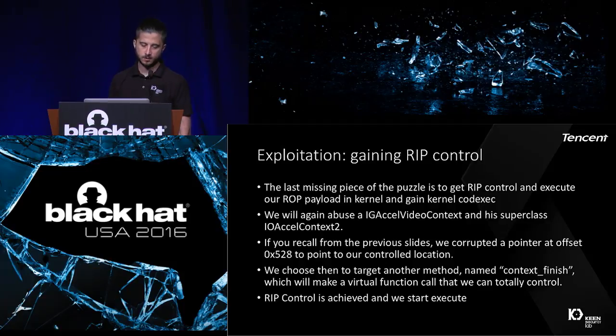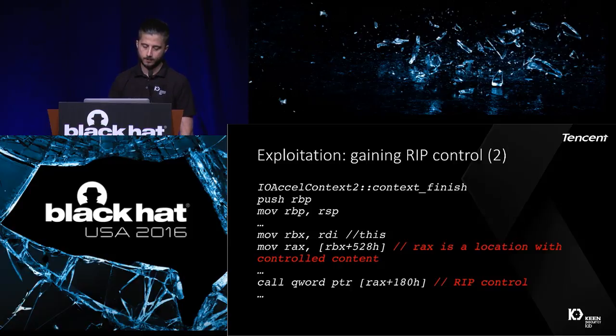The last piece missing is gaining instruction pointer control. Again, we will abuse another external method of IOAcceleratorVideoContext, in particular of its superclass IOAcceleratorContext2. This method is called context finish. As you recall, we overwrite a pointer at offset 0x528. Here is the disassembly of the method. Basically the pointer at offset 528 is taken, and then we make this virtual method call and we start to execute.